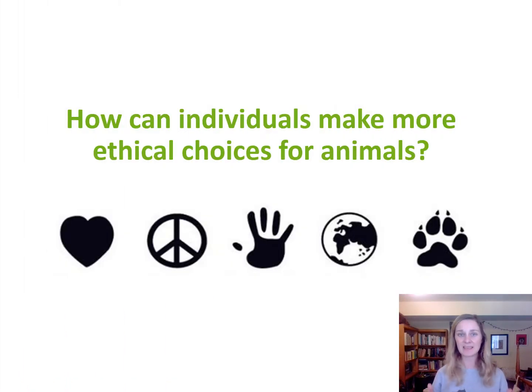So since everything is connected, how can we as individuals make a difference? How can we as individuals make more ethical choices that align with our values around animals and how animals then relate to larger world systems?